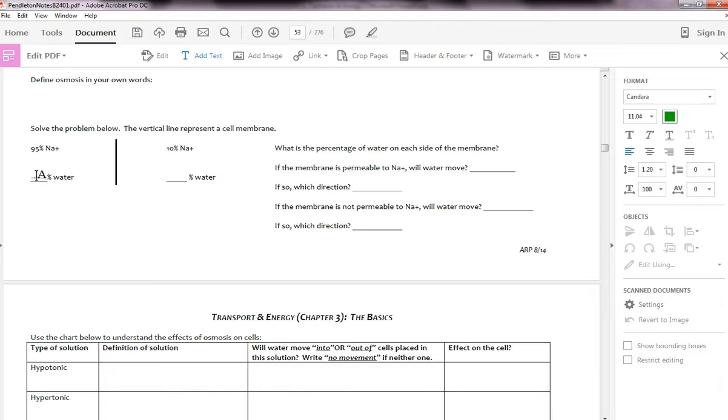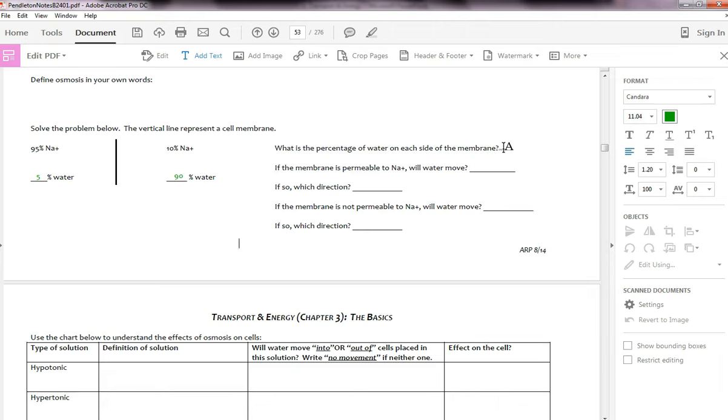Okay, so let's say we have a solution, and let's say it's 95% sodium. Well, then how much percentage water is it? 5. Okay, let's look at this. 10% sodium. Well, how much water? 90. Okay, it's pretty simple so far. So we've answered this first part. What is the percentage of water on each side of the membrane?